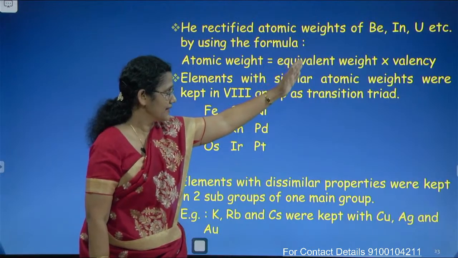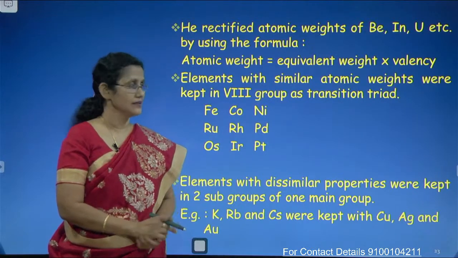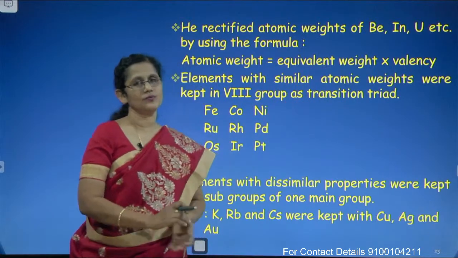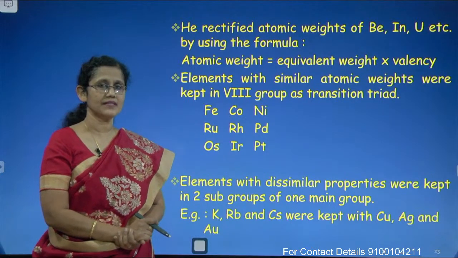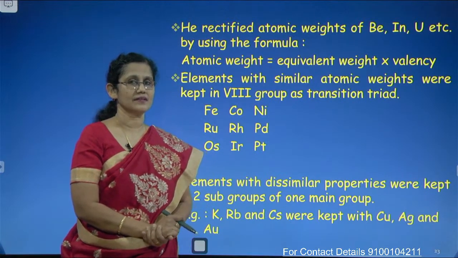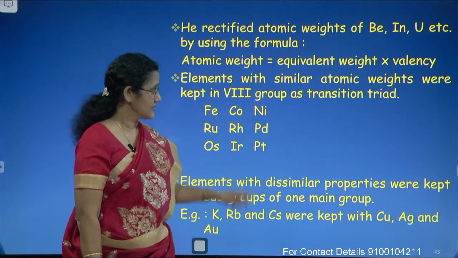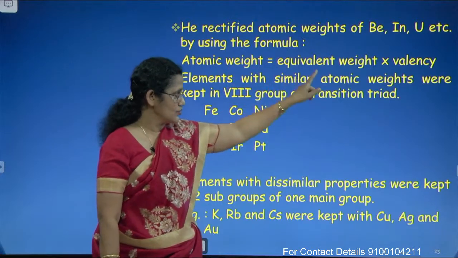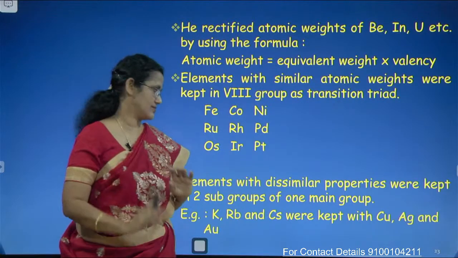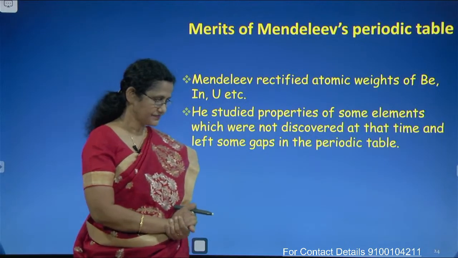beryllium, indium, uranium. Certain elements' atomic weights he rectified by using the formula: atomic weight is equal to equivalent weight into valency. Equivalent weight concept we will be discussing in further classes in the stoichiometry chapter, second year solutions chapter. So, we are not touching much. Which formula he used to calculate these atomic weights? Equivalent weight into valency. So, he rectified atomic weights of some elements, right. So, these are the main features of Mendeleev's periodic table, right.